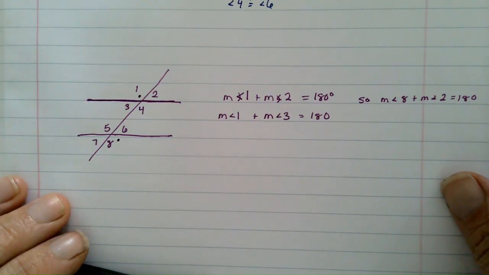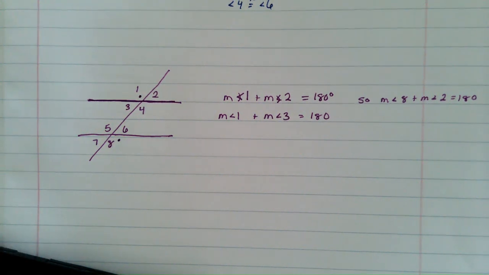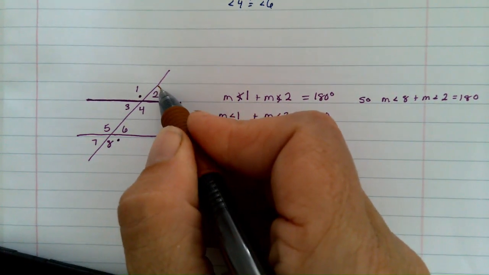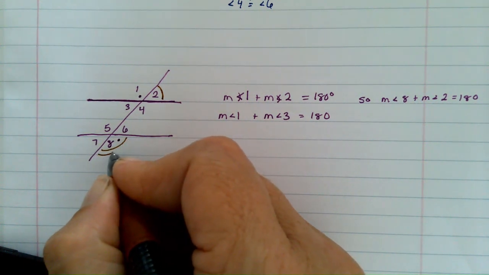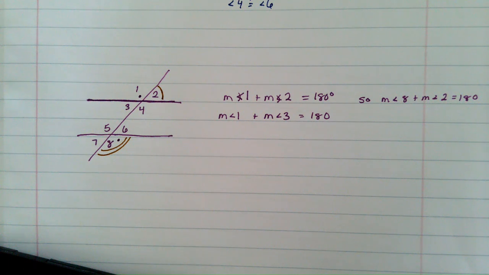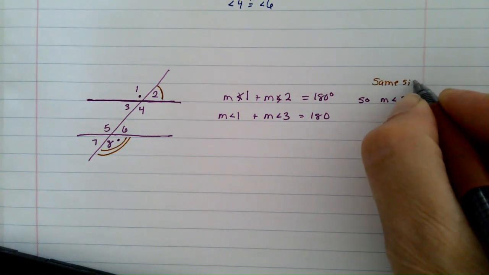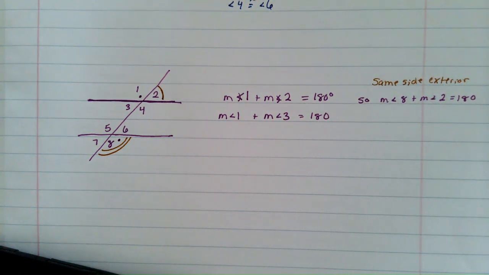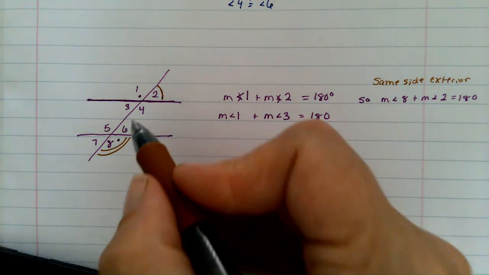Now look at that. Now let's think about how 2 and 8 compare. 2 is on the outside, and 8 is also on the outside. So they're on the same side, but they're outside. So same side exterior. Add to 180. Okay. What about same side interior?